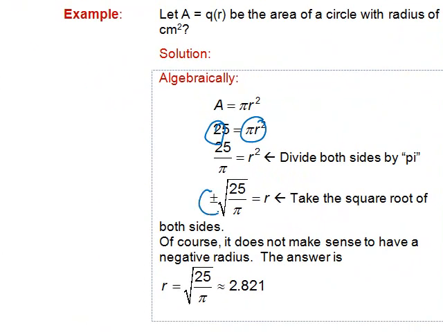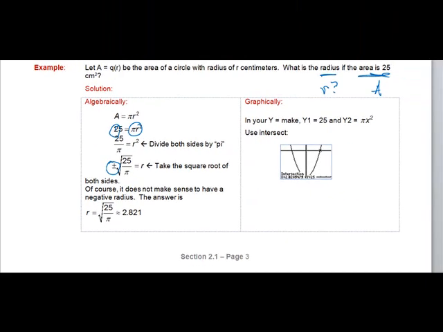Notice, by the way, that technically when we put on the square root, remember there's two items that would square to get us 25 over pi. One would be positive and one would be negative. So technically it's plus or minus the square root of 25 over pi. But of course we know the negative does not make sense, because remember our goal is to find the radius, and so we'll just include the positive answer as our answer in the problem. And so we get R equals the square root of 25 divided by pi.